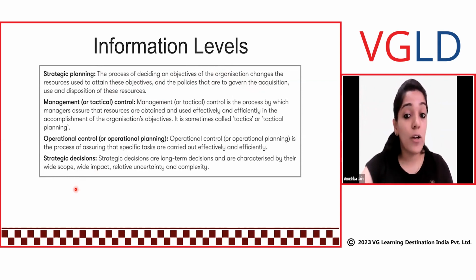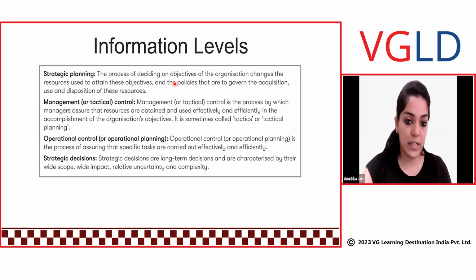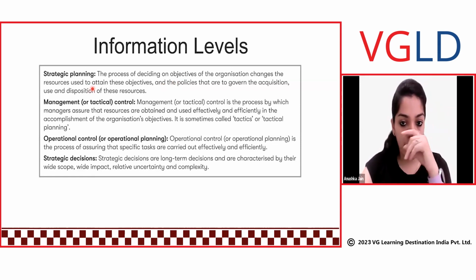The process of deciding on the objectives of the organization and what all the company should do, how much resources it needs to achieve, attain those objectives. That is what people at the top do. Strategic planning. Okay. Then comes the middle level management or the tactical control.